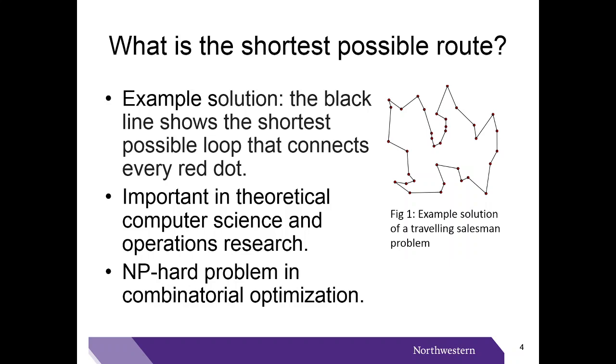The traveling salesman problem is an important problem in theoretical computer science and operations research. It is an NP-hard problem in combinatoric optimization. This means it is not feasible to evaluate every possible solution for a large number of destinations within a reasonable time limit. The number of combinations increases factorially and explodes exponentially.